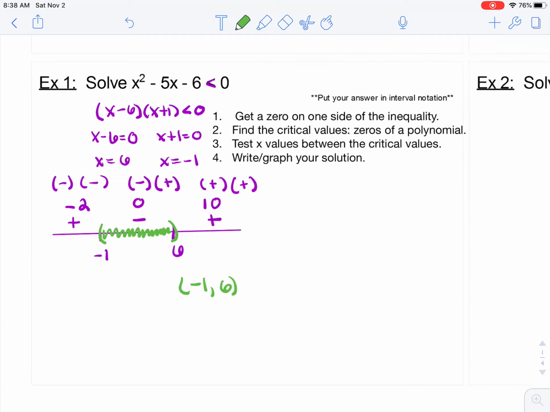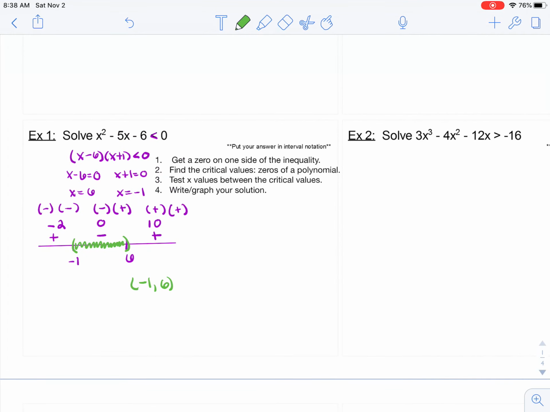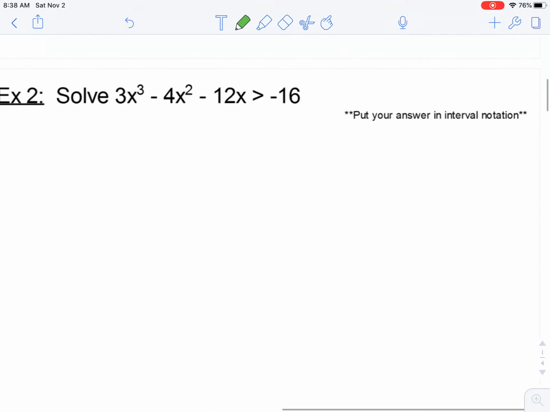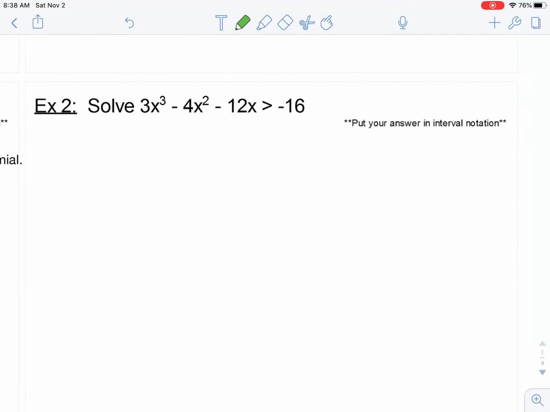Okay. All right, we're going to look at the next one. So the next one says solve x cubed minus 4x squared minus 12x is greater than negative 16. Well, step 1 is you always have to have 0 on one side, and we don't. So let's move over this 16 by adding it.